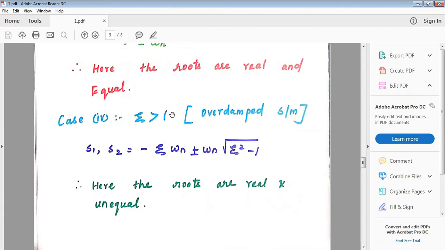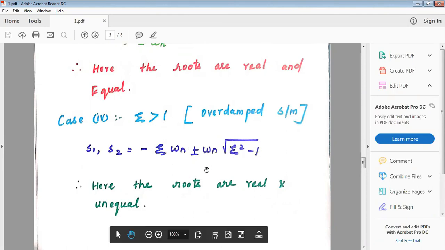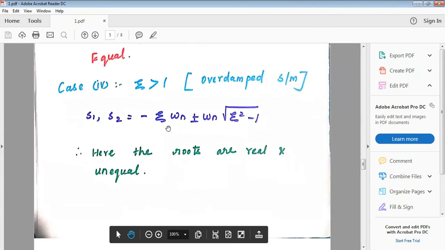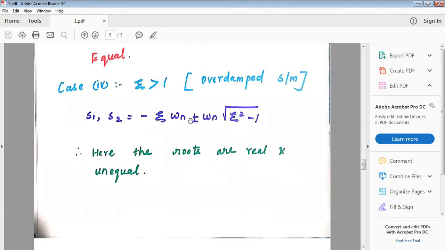So as usual, the roots are s1, s2 equal to minus theta omega n plus or minus omega n into root of theta square minus 1, because the value of theta will be greater than 1. So here both the roots are real and unequal, right? The first root is minus theta omega n plus omega n into root of theta square minus 1, and the second root is minus theta omega n minus omega n into root of theta square minus 1. So therefore here both the roots are real and unequal.